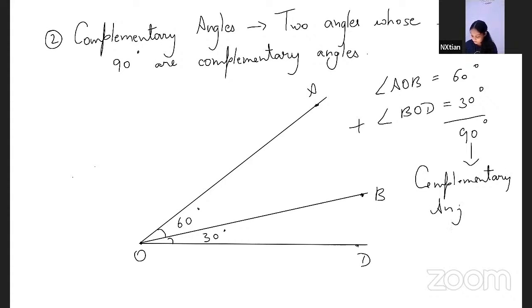O point, A point, B point, C point. Ma'am, I have a question. If they are complementary angles, then why are they not forming an acute angle?